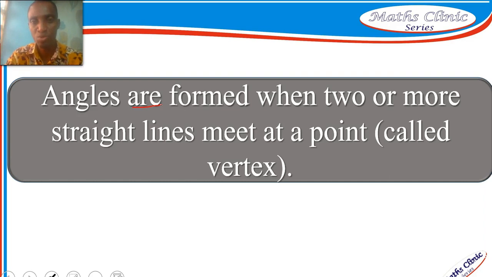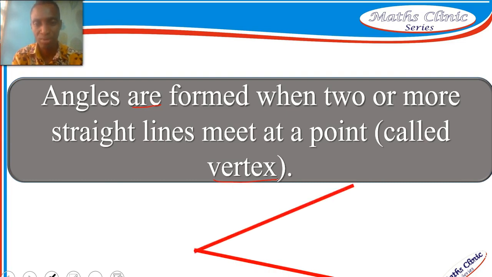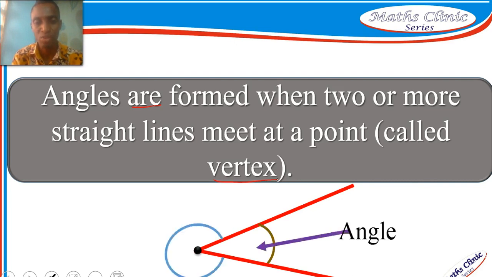Angles are formed when two or more straight lines meet at a point called vertex. I'm saying angles, not angle, because the moment two lines meet, we don't have one angle formed. We have more than one angle formed. So here I can have one angle here, and I can also have another angle there. So I can have here an acute angle and a reflex angle. So anytime two or more straight lines meet, we get not only one angle but more than one. So here I have two or more straight lines, so four angles have been formed here.